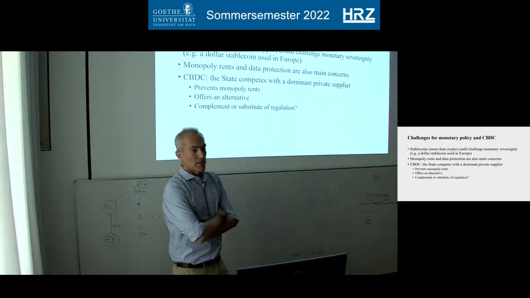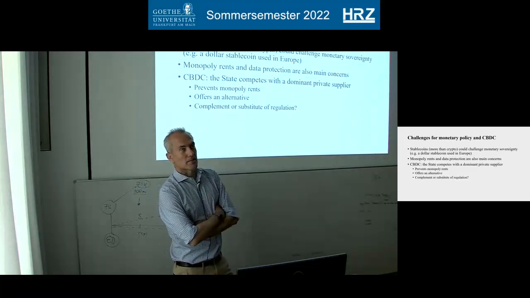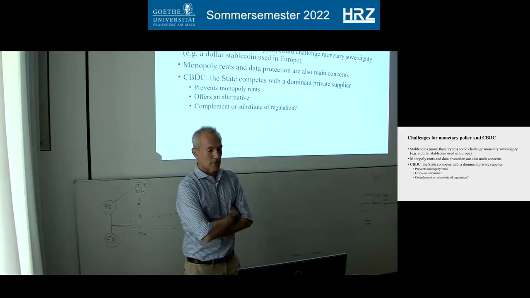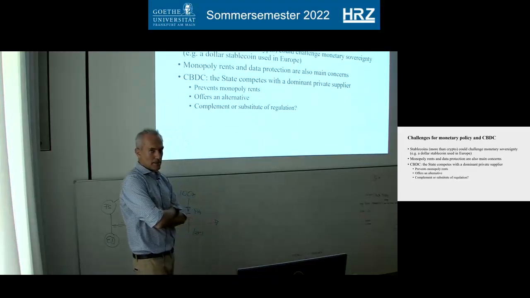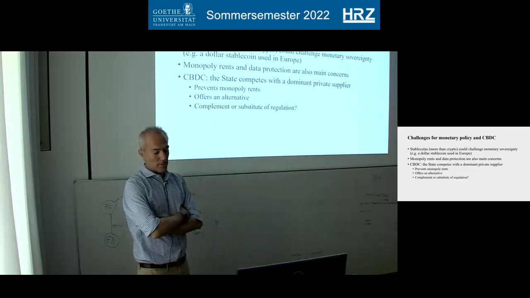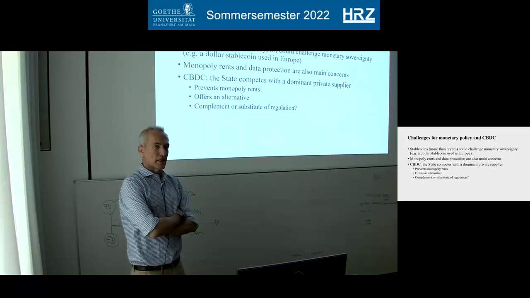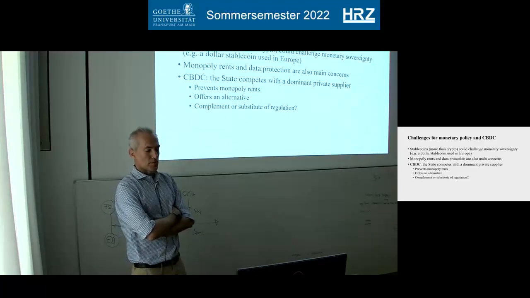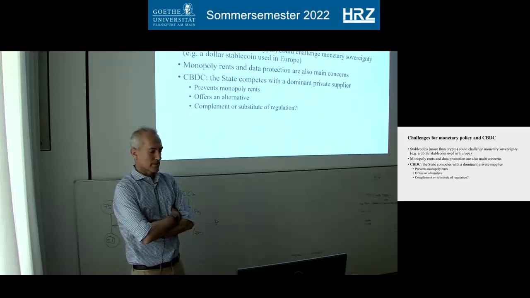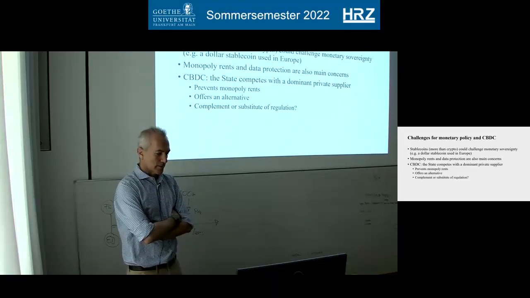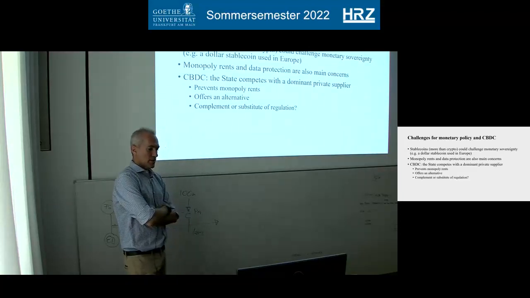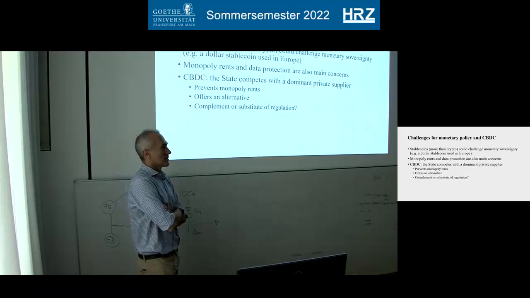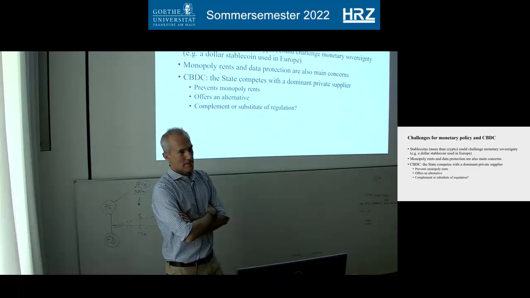It prevents monopoly rents. If you believe that the dominant private supplier would be a monopolist and the antitrust authorities don't manage that, then having the state compete with the monopolist could be a way to reduce the monopoly rents. It also offers an alternative to citizens: suppose you don't like the stablecoin, you have an alternative. And then the question is, is it a complement or a substitute for regulation? Some people say, if stablecoins are properly regulated, then why have a CBDC?